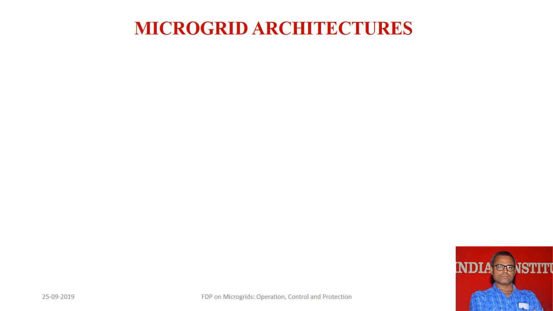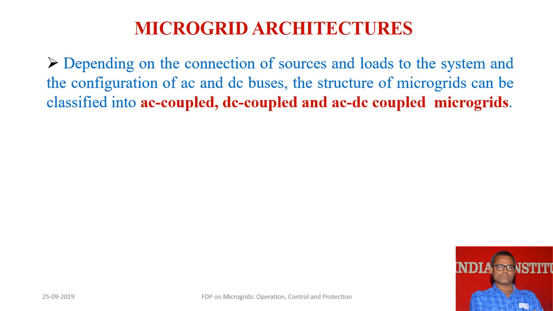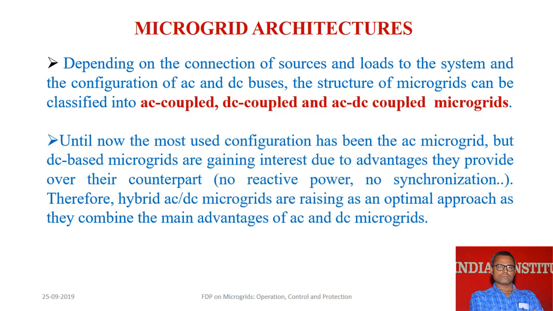So let us discuss now the microgrid architectures. There are various architectures of the microgrid. Based on the connection of the sources and loads to the system and the configuration of AC and DC buses in the microgrid, the structure of microgrids can be classified into these three types. One is AC coupled microgrid, the other one is DC coupled, and the third one is AC-DC coupled microgrid. Let us see what it is.